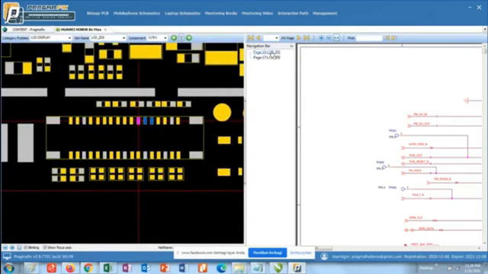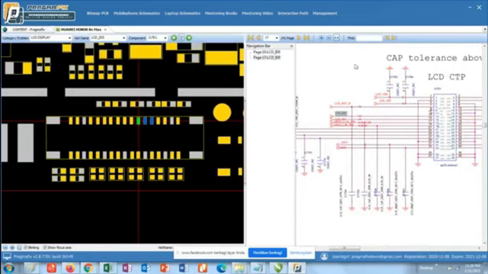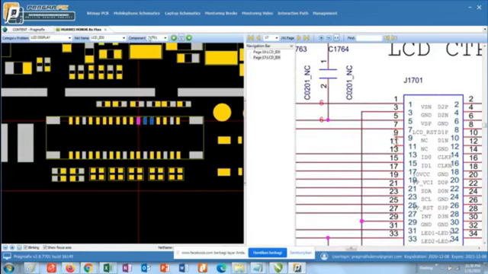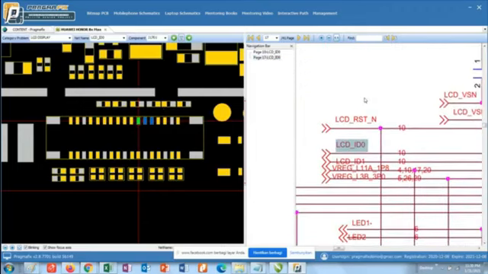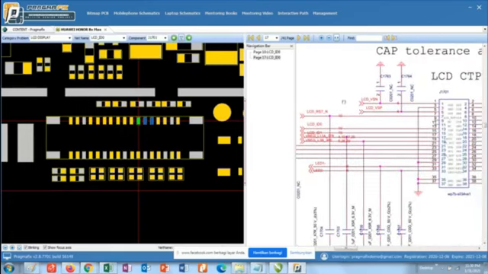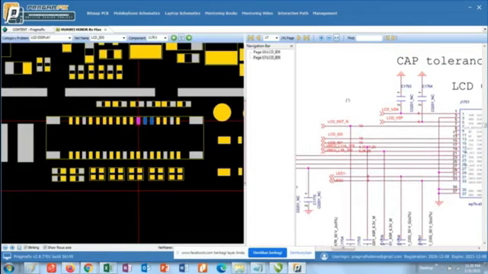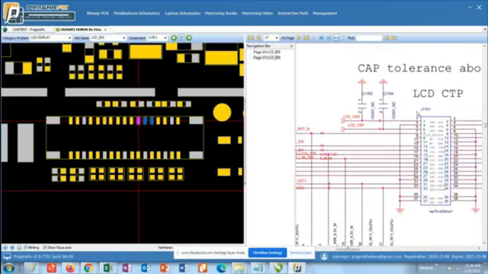If for example you want to know how it is in the schematic, we just click the right one, it's the same. This is C1701, this is C1701, and it shows this one C1701 in the schematic, so you can just click right there, so you don't need to search for it manually.